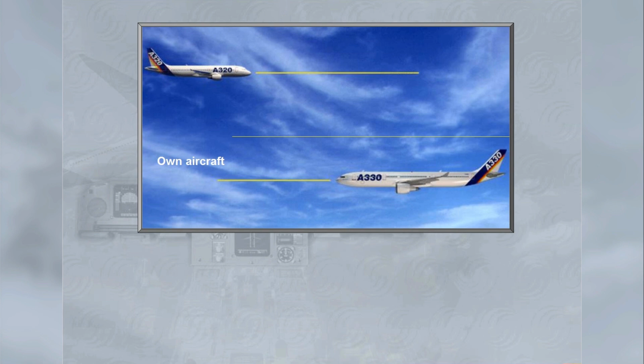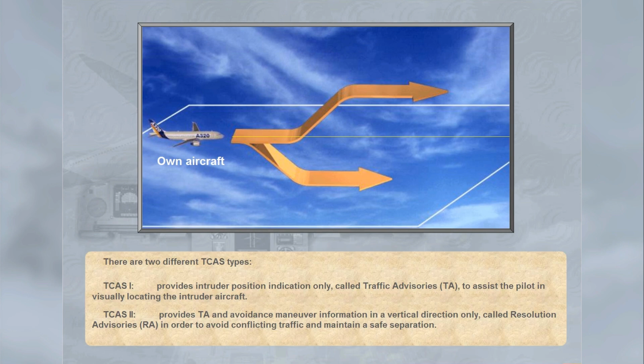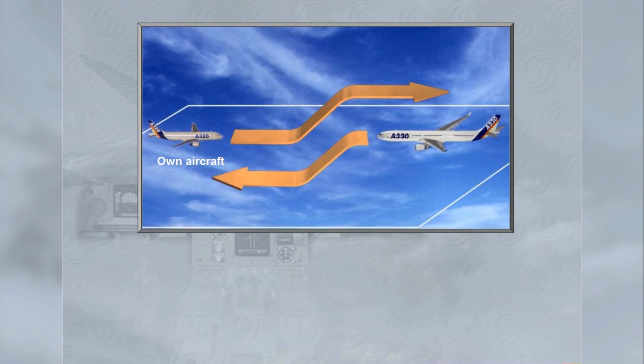TCAS 1 provides intruder position indication only, called Traffic Advisories, TA, to assist the pilot in visually locating the intruder aircraft. TCAS 2 provides TA and avoidance maneuver information in a vertical direction only, called Resolution Advisories, RA, in order to avoid conflicting traffic and maintain a safe separation. TCAS 2 provides coordinated maneuvers with surrounding TCAS 2 equipped aircraft.